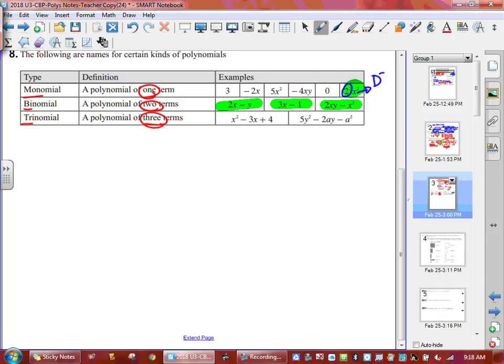All right. What about the degree on this guy, the one I circled up here in blue? What would his degree be? Show me your fingers. What do you think? What's the degree on that guy?